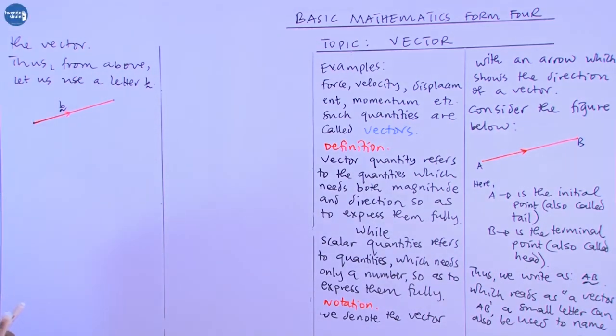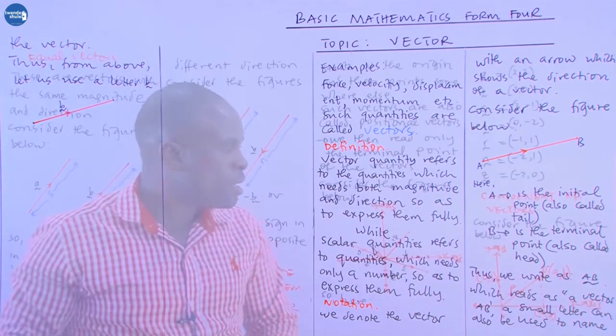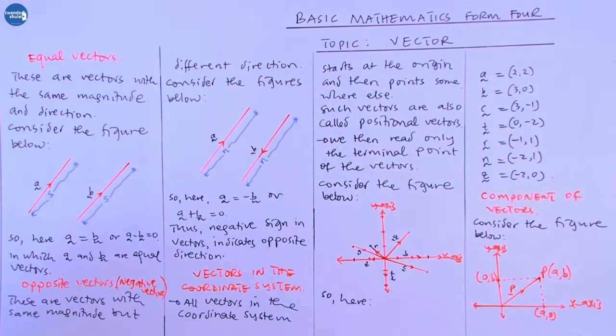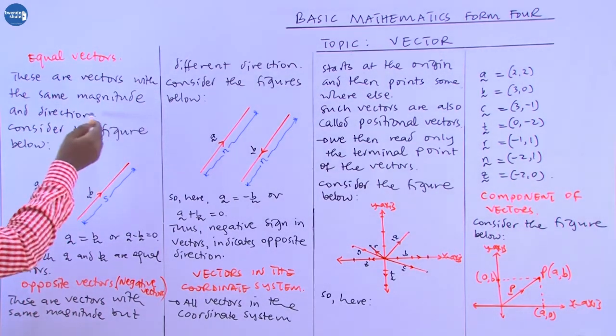Now let's look at the other part of the topic. Okay, so we also want to look at some types of vectors given their names. This one is called equal vectors. Two or more vectors are said to be equal if they have the same magnitude and point in the same direction. So we say these are vectors with the same magnitude and direction.